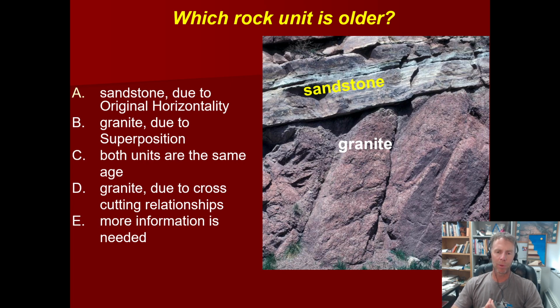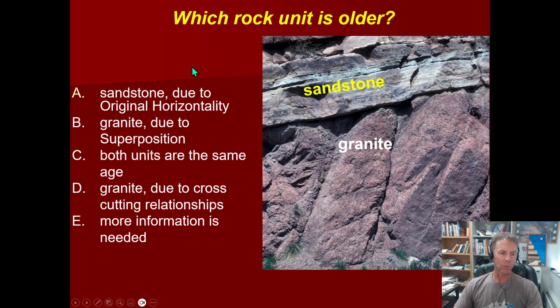Granites are magma bodies that form underground. They are igneous rocks. They play by very different rules. They do not form at the surface. They can be brought to the surface later. And because of that, you cannot infer any direct relative ages using granite in a sequence like this.